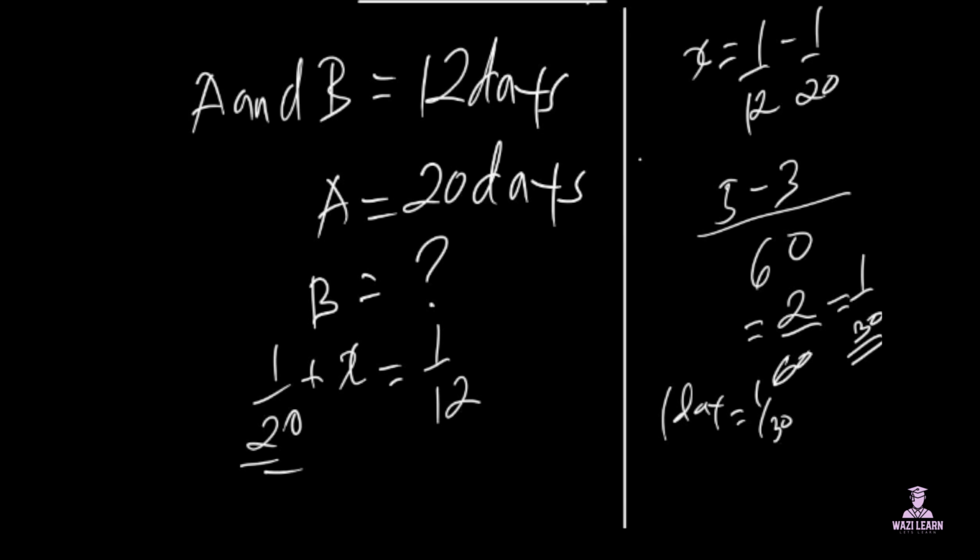So how many days will it take to complete the whole of the work? So it will be 1, cross multiplication, 1 divided by 1 over 30. So the reciprocal of this, you'll find it is 30 days. So B, when working alone, takes 30 days to complete the whole of the work. Let us do another example.